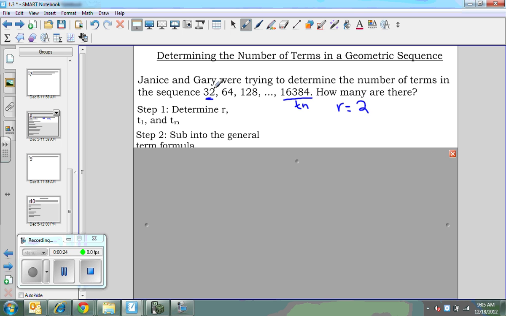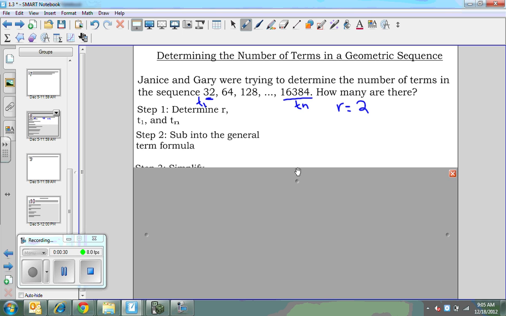The last term is going to be my Tn, and then I know my T1 is 32. So if we sub this into the general form, so the general form for geometric is Tn equals T1 times r to the power of n minus 1. Okay, so I don't know what number this term is, but I do know that it's the last term. So if I can figure out n, it'll tell me how many total terms there are. So 16,384 equals 32 times my r value of 2 to the power of n minus 1.